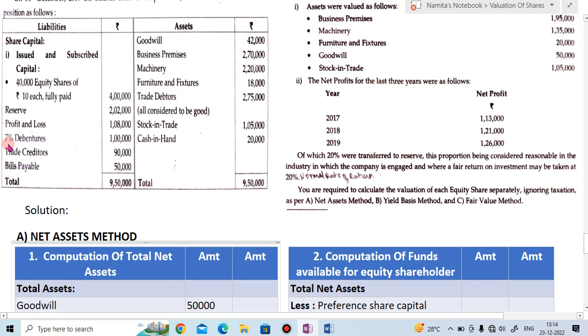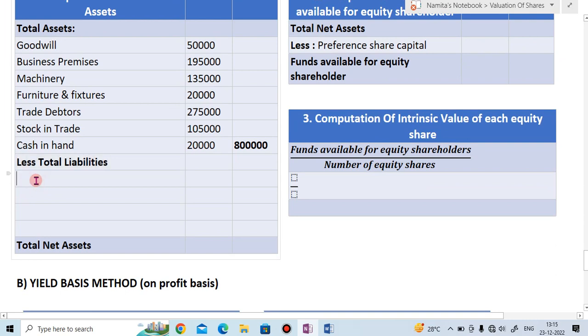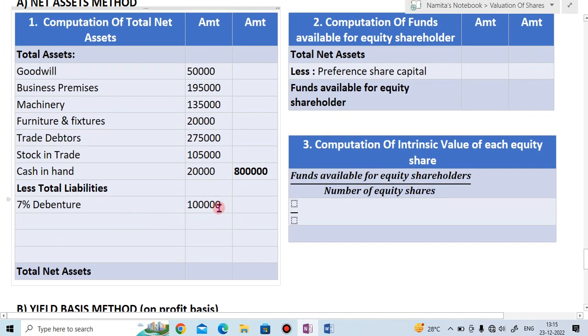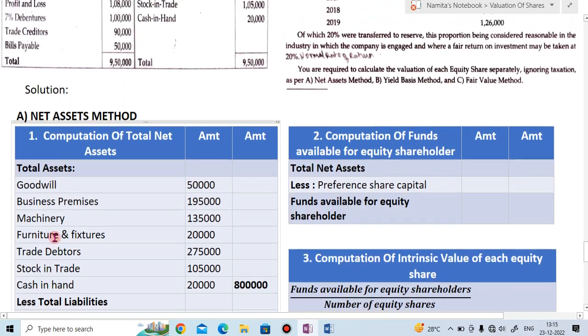So first is what? 7% debentures. How much are the debentures? 1 lakh rupees. So write first 7% debentures, 1 lakh rupees. Write the amount in the inner column, then we will add, and then finally we'll write the value in the outer column.